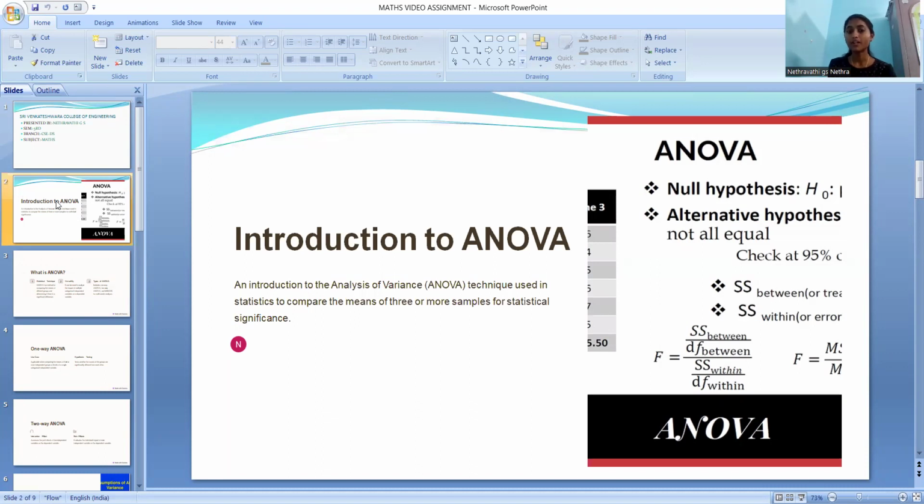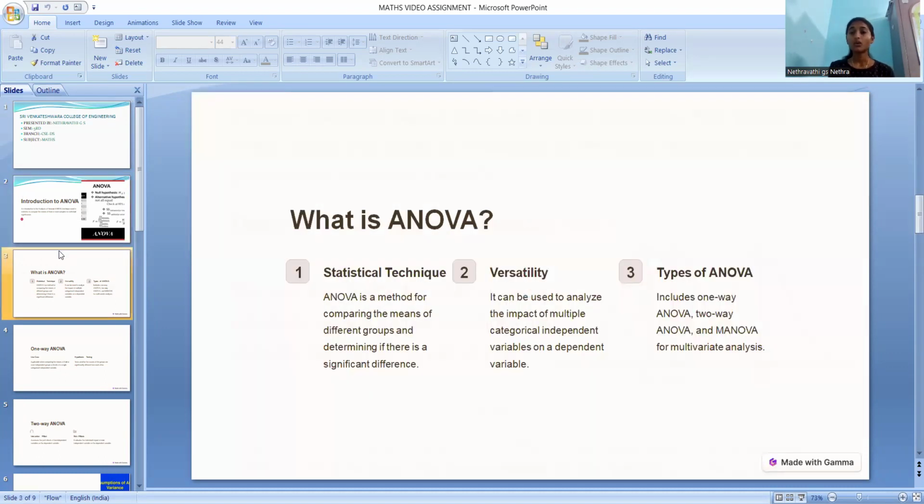So to compare the significance of two variables, we use ANOVA, and there are concepts we come across with that, like the null hypothesis and the alternative hypothesis. We need to check for some more things. And the next is, what is ANOVA? What is the versatility of ANOVA and what are the types of ANOVA?